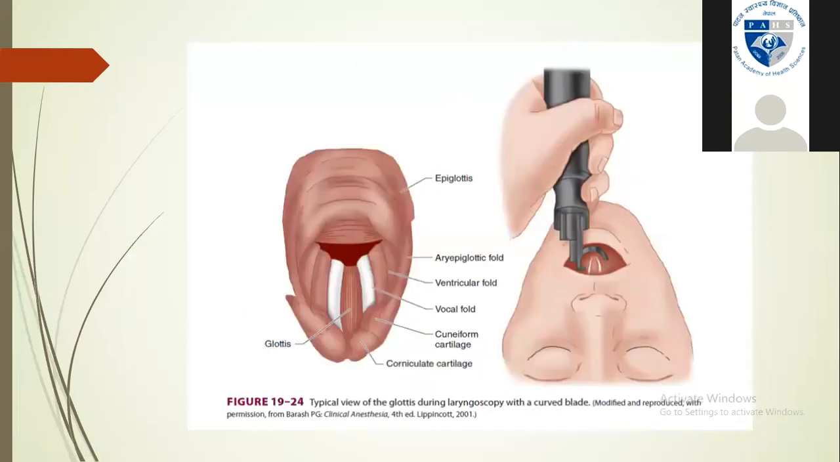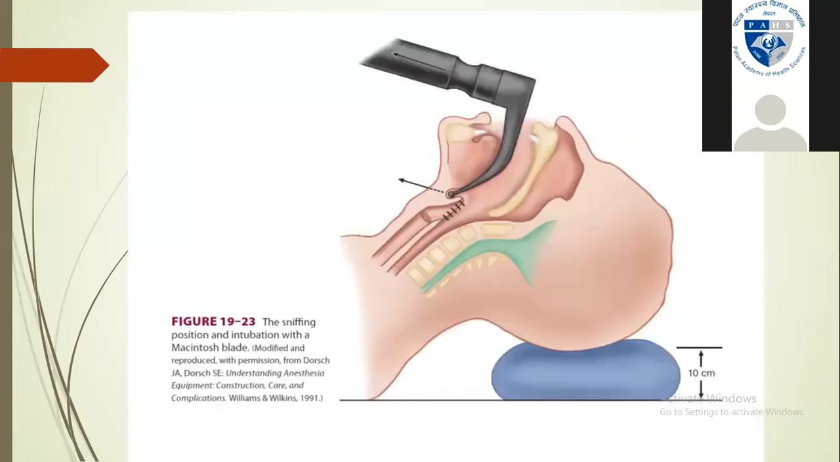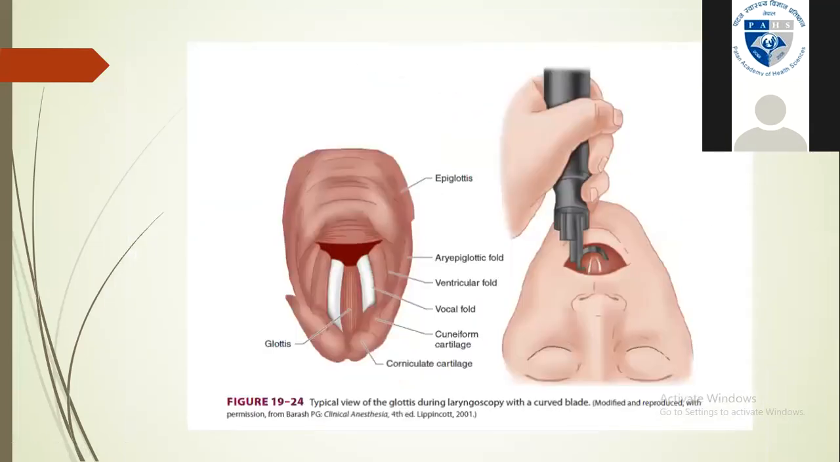So we will gently keep the patient in the sniffing position, and we'll glide the tongue towards the side and insert our blade such that it lies towards the epiglottis, and we'll gently lift with a lifting movement. We will visualize the epiglottis and vocal cords, and care should be taken that a twisting movement of the wrist should not be done, as it may injure the lip and teeth.